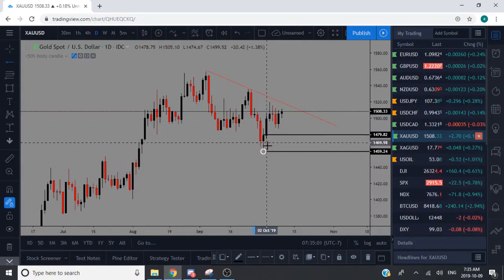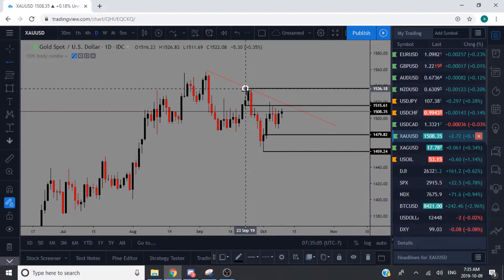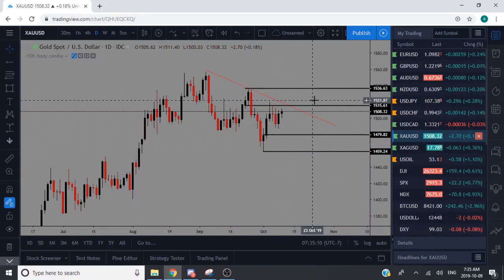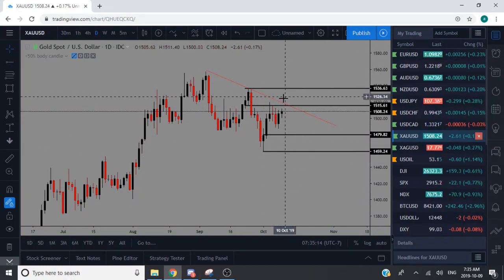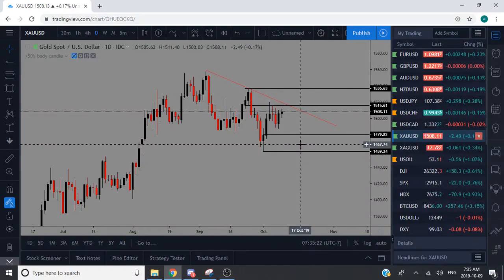So we removed a supply zone here, and we just created a demand zone. And we have supply up there. So right now, we are in a sideways market. So how would I play this? Well, I would be looking for selling opportunities up here and buying down in demand. If we're in a sideways market, we should play the range, right?